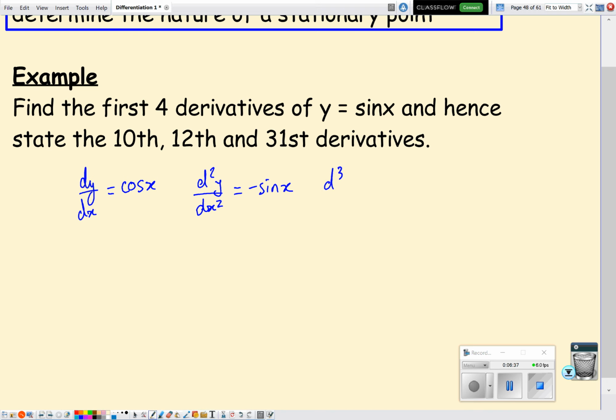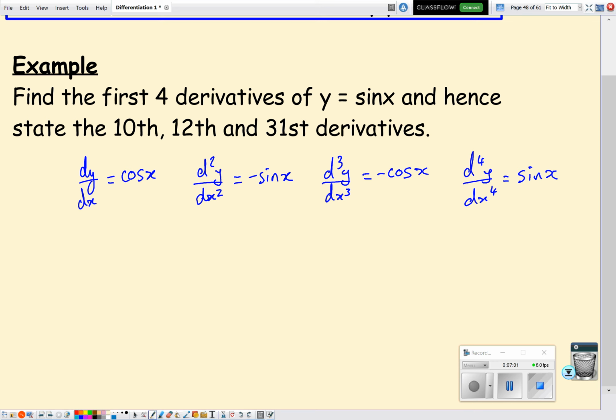The third derivative is the derivative of minus sin x, so minus cos x. And the fourth derivative takes you back to sin x. Okay, so that's the first four derivatives. But from that, can we work out what the 10th derivative is? So d10y by dx10.